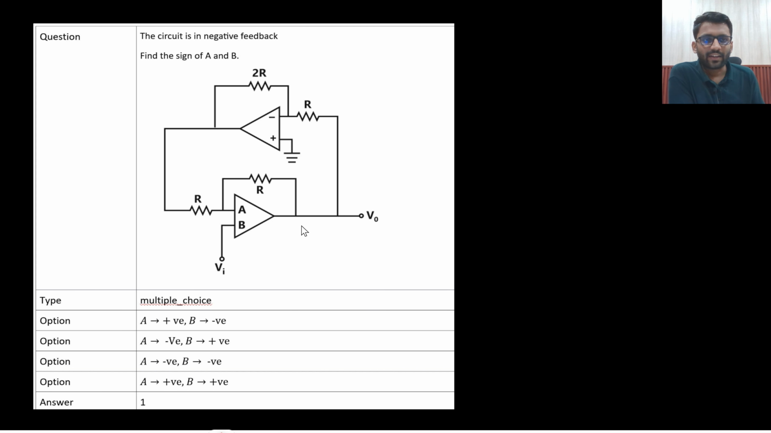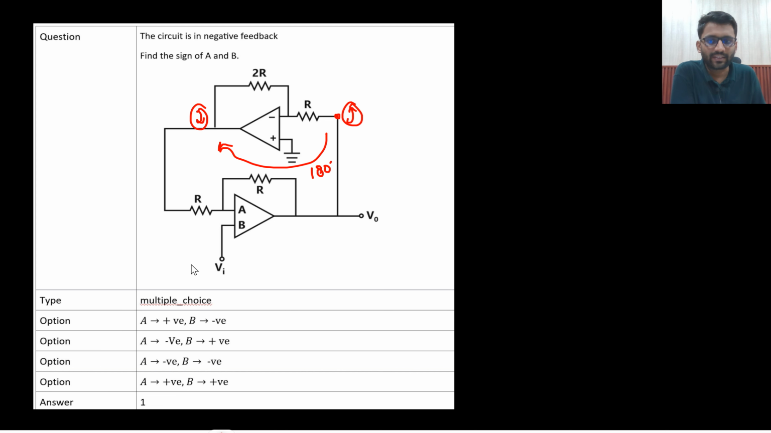Let's see this one. You have to find the sign of A and B for negative feedback. If I start from here to here, how much phase shift is there? 180 degree. Because this node is connected to the non-inverting terminal, if this node increases, then this node will decrease. Or you can say this is simply an inverting amplifier. So basically there is a 180 degree phase shift.